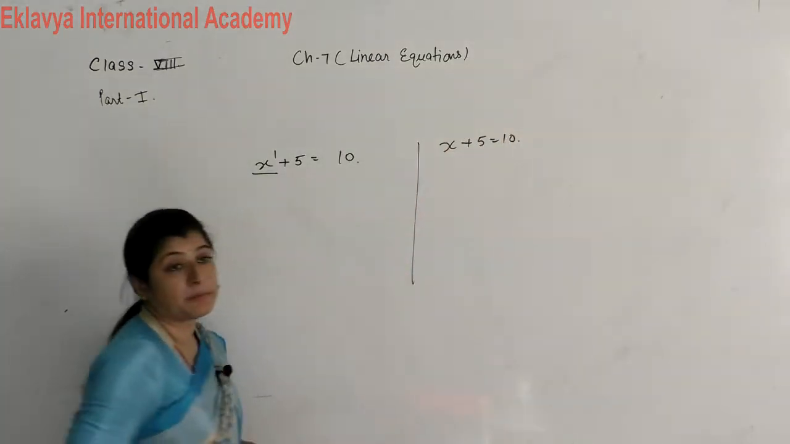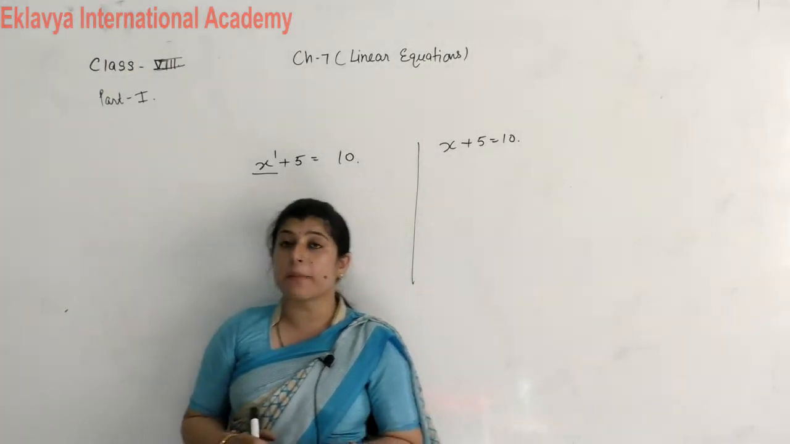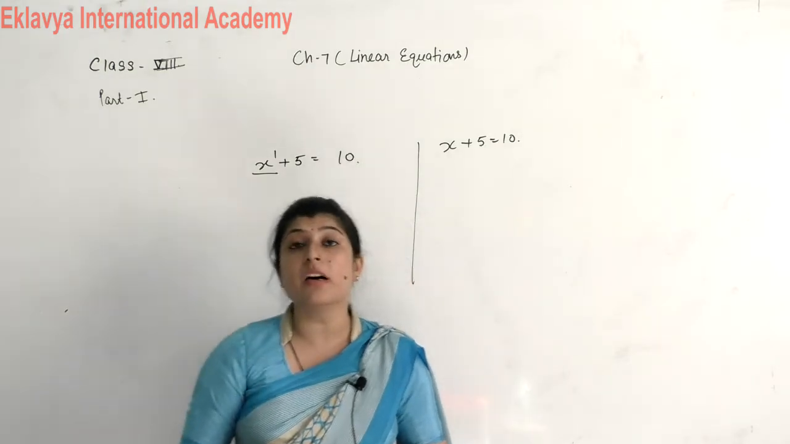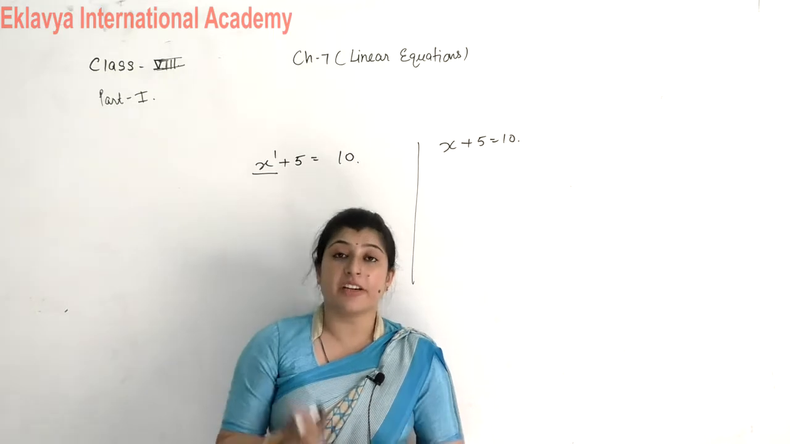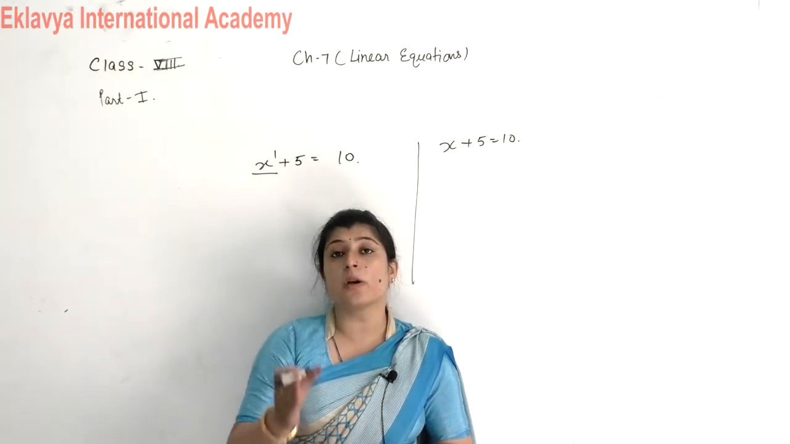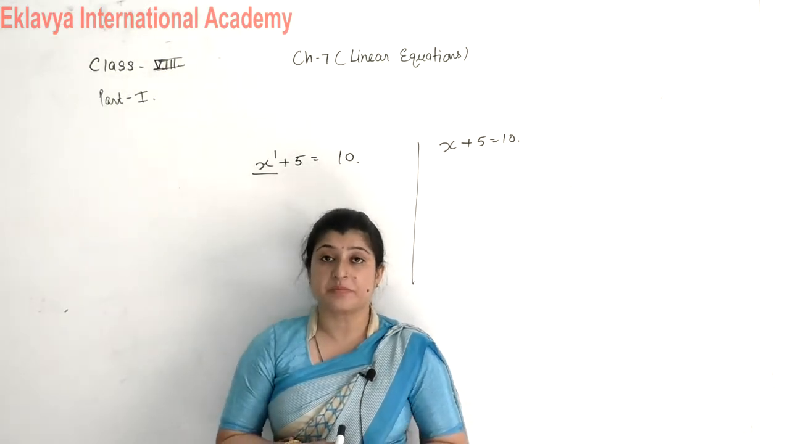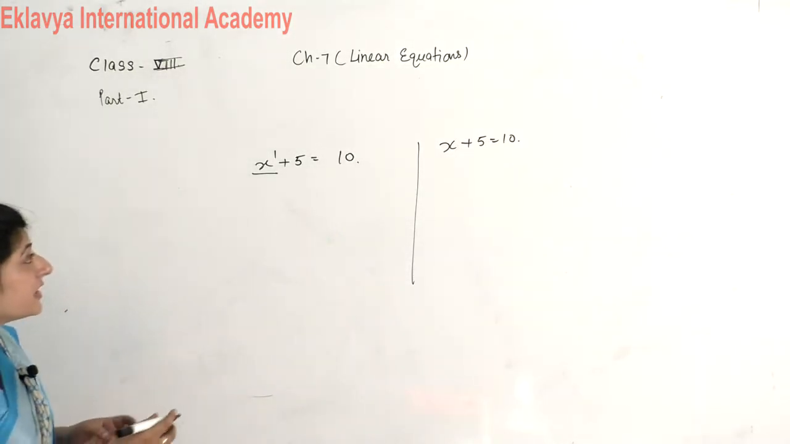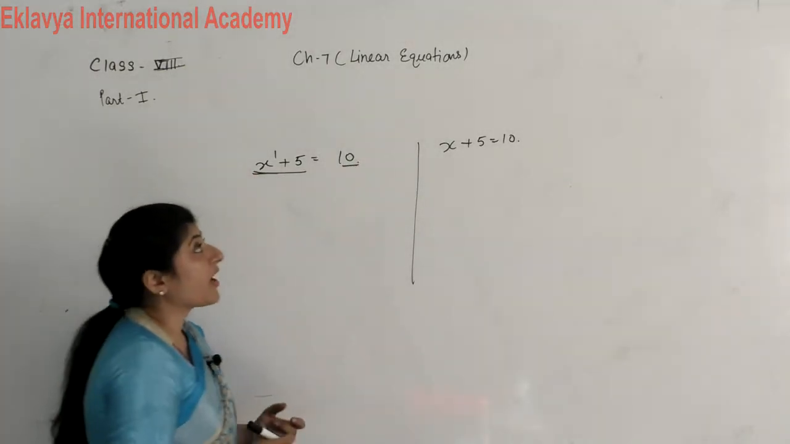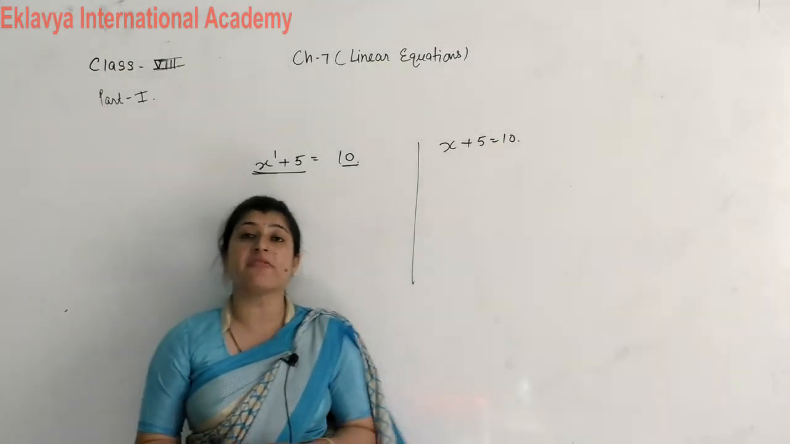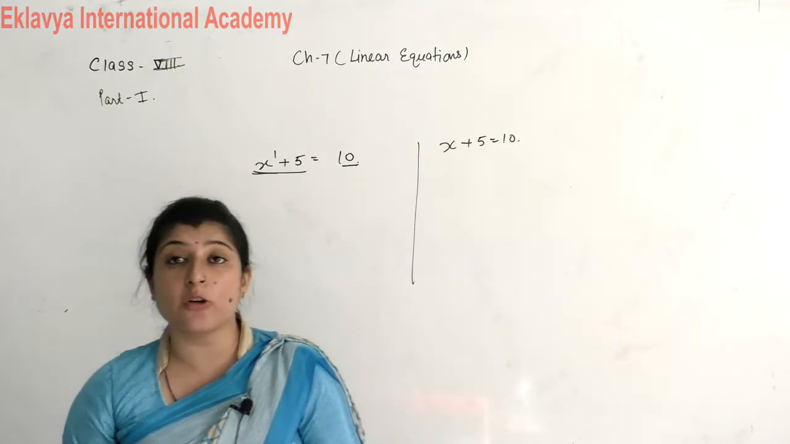In the general method, we add, subtract, multiply or divide by the same number on both sides. दोनों साइड में जो भी हम ऑपरेशन परफॉर्म करेंगे, addition, subtraction, multiplication, division, the number should be same on both sides. What is the meaning of this? Take x plus 5 is equal to 10. Basically we want to solve the equation and find the value of x here.